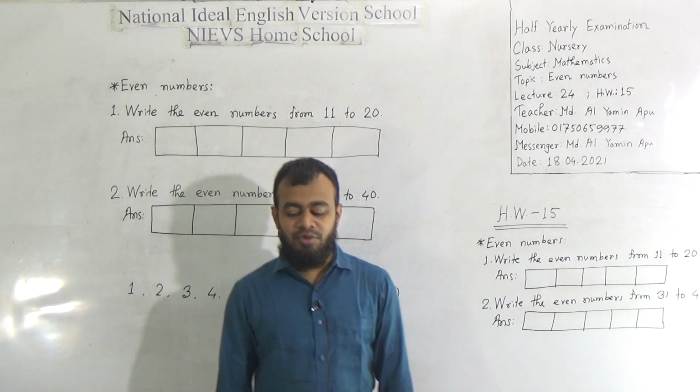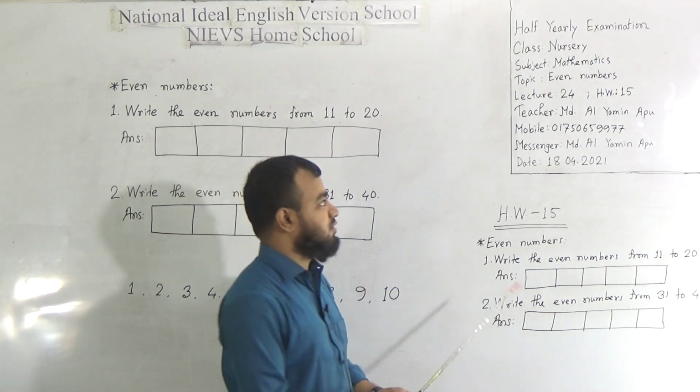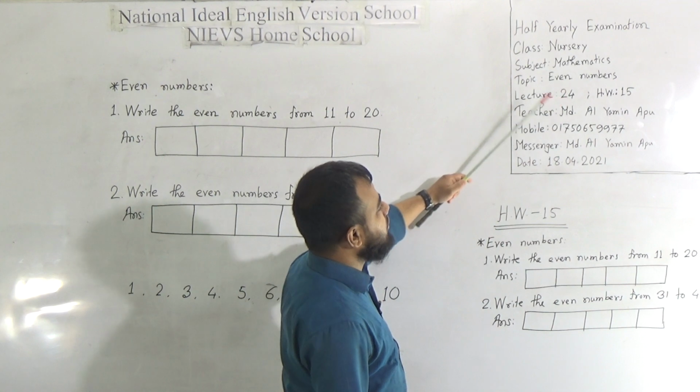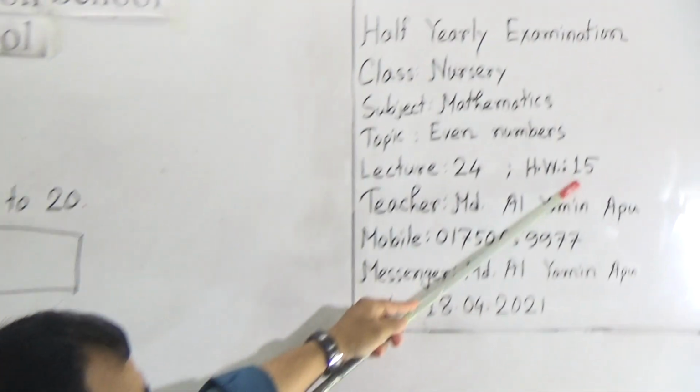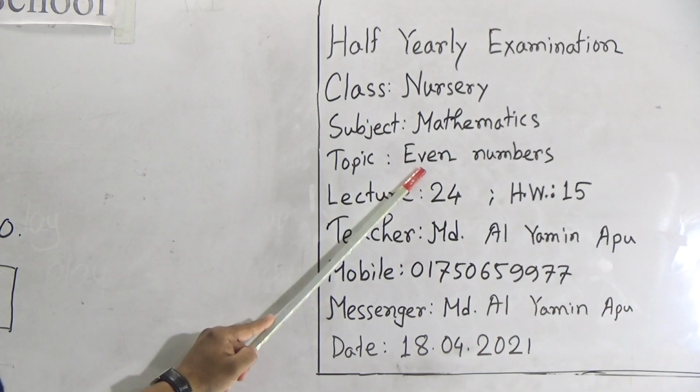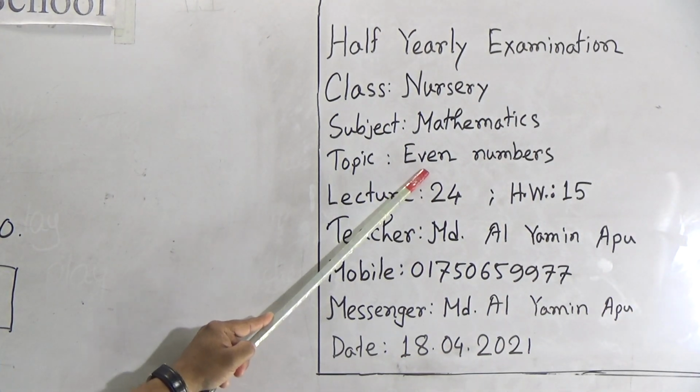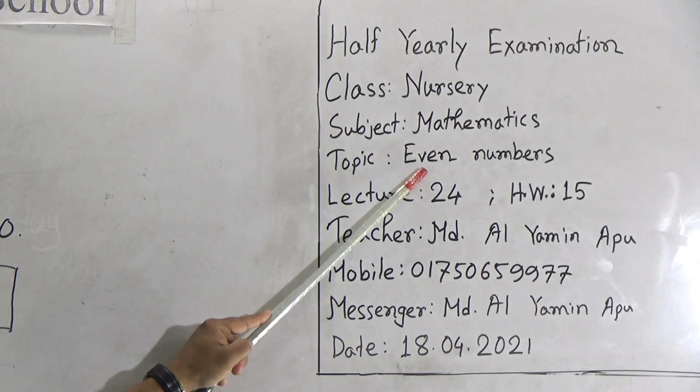My dear students, I am going to take a mathematics class today for the students of class nursery. Our today's lecture number is 24 and you have the homework. The homework number is 15. Our today's topic is even numbers. In the previous class I took about odd numbers. Today we will learn about the even numbers.